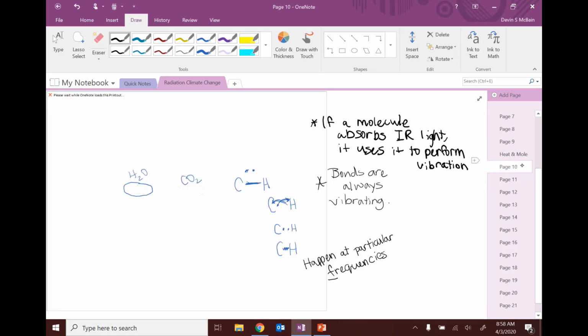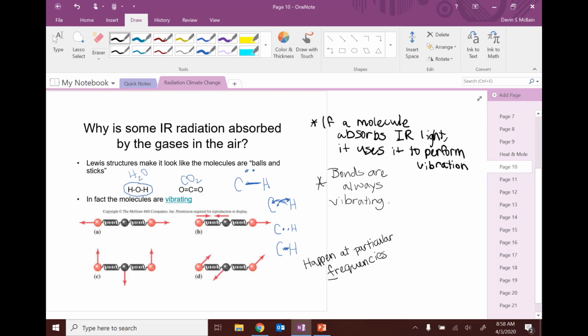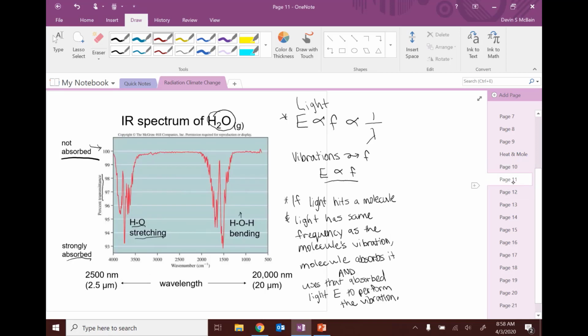And if we go back to our little note from page 10, again, if a molecule absorbs any IR light, that's because it's using that light to perform a vibration, okay? So on this infrared spectrum that we have here on, I guess, page 11 of our notes, this particular wavelength of IR light tried to pass through a sample of water, but the water snatched it up in order to carry out an oxygen-hydrogen stretch type of vibration, okay?